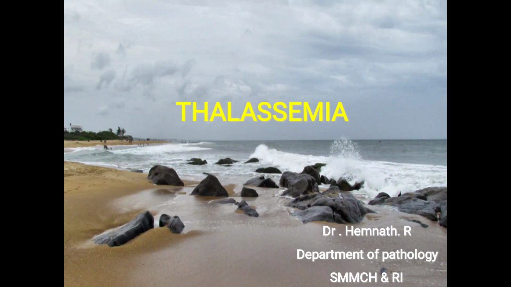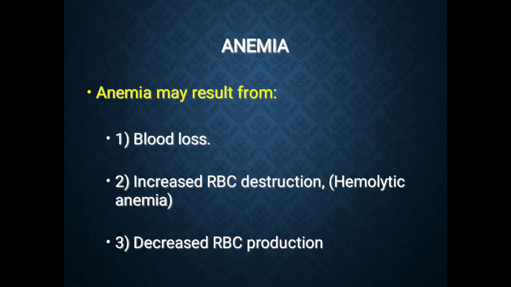Today we are going to talk about thalassemia. Thalassemia is commonly a hemolytic anemia with microcytic hypochromic blood picture. We'll see in detail about each type of thalassemia and different varieties inside thalassemia.